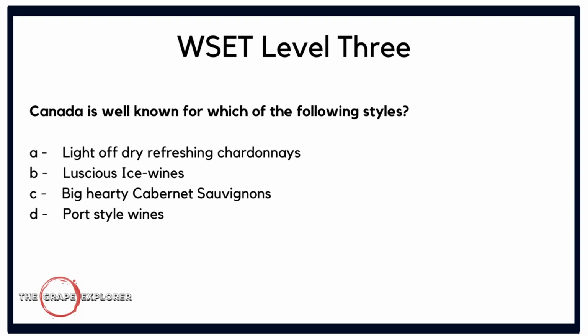Now we're going to go across the Atlantic over to Canada with a question about some of the wines that they make. So Canada is well known for which of the following styles? Is it A, light off-dry refreshing Chardonnays, B, luscious ice wines, C, big hearty Cabernet Sauvignons, or D, port-style wines? I think in the case of this question, it's about thinking about the geography of Canada. It's particularly northerly latitude, which might get you starting to think about some of the wines that would be created, and especially, you know, what are they famous for?